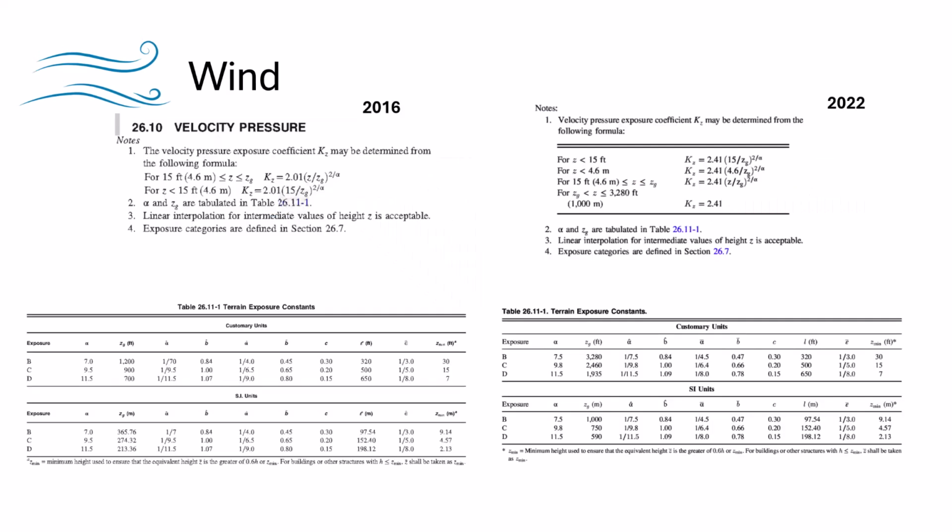Now moving to the wind loads, coefficients in the formula of calculating KZ have changed. There is also one adjustment for international units concerning heights lesser than 4.6 meters and the addition of KZ for over 1,000 meters. Also, most values in the table of terrain exposures constants are new. That's why I didn't select some of them. Most of them are new.